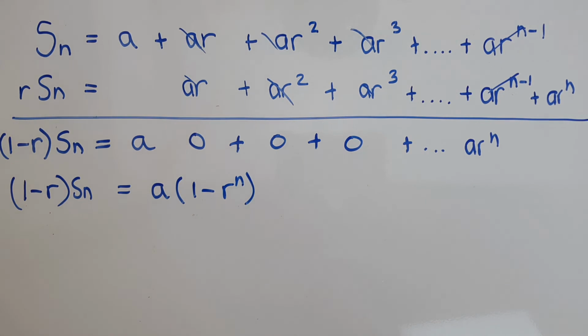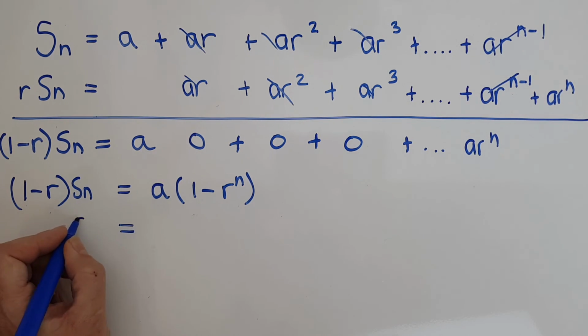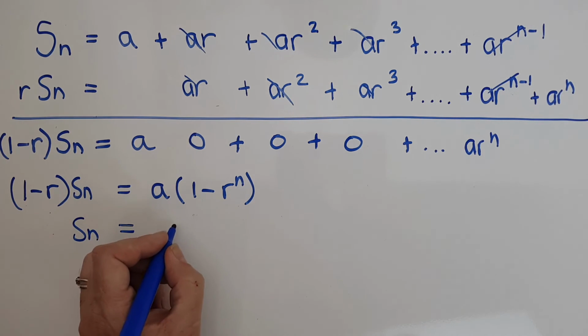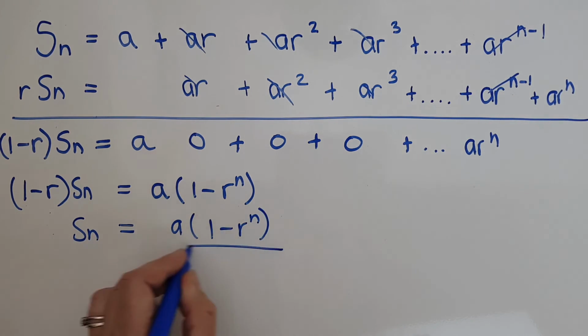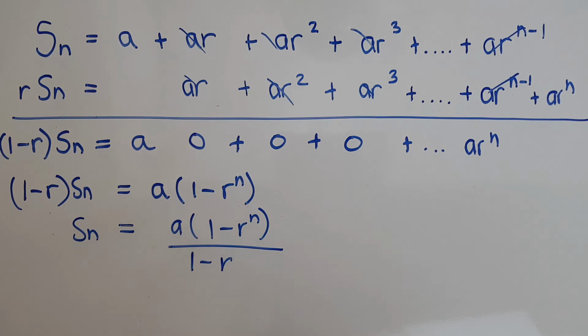Okay, my last step was to solve for Sn, so that's multiplied, so I need to divide it on both sides. So I've got Sn, and then I've got a, 1 minus r to the n, over 1 minus r.